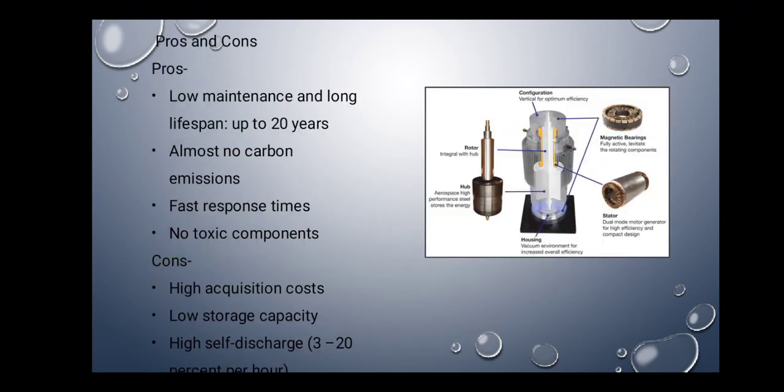So here are the advantages and disadvantages of flywheels. They require low maintenance and have a long lifespan of up to 20 years. So that's why our bike never gets old for us. Almost no carbon emission, fast response time, no toxic components. Disadvantages: high acquisition cost, low storage capacity, high self-discharging.